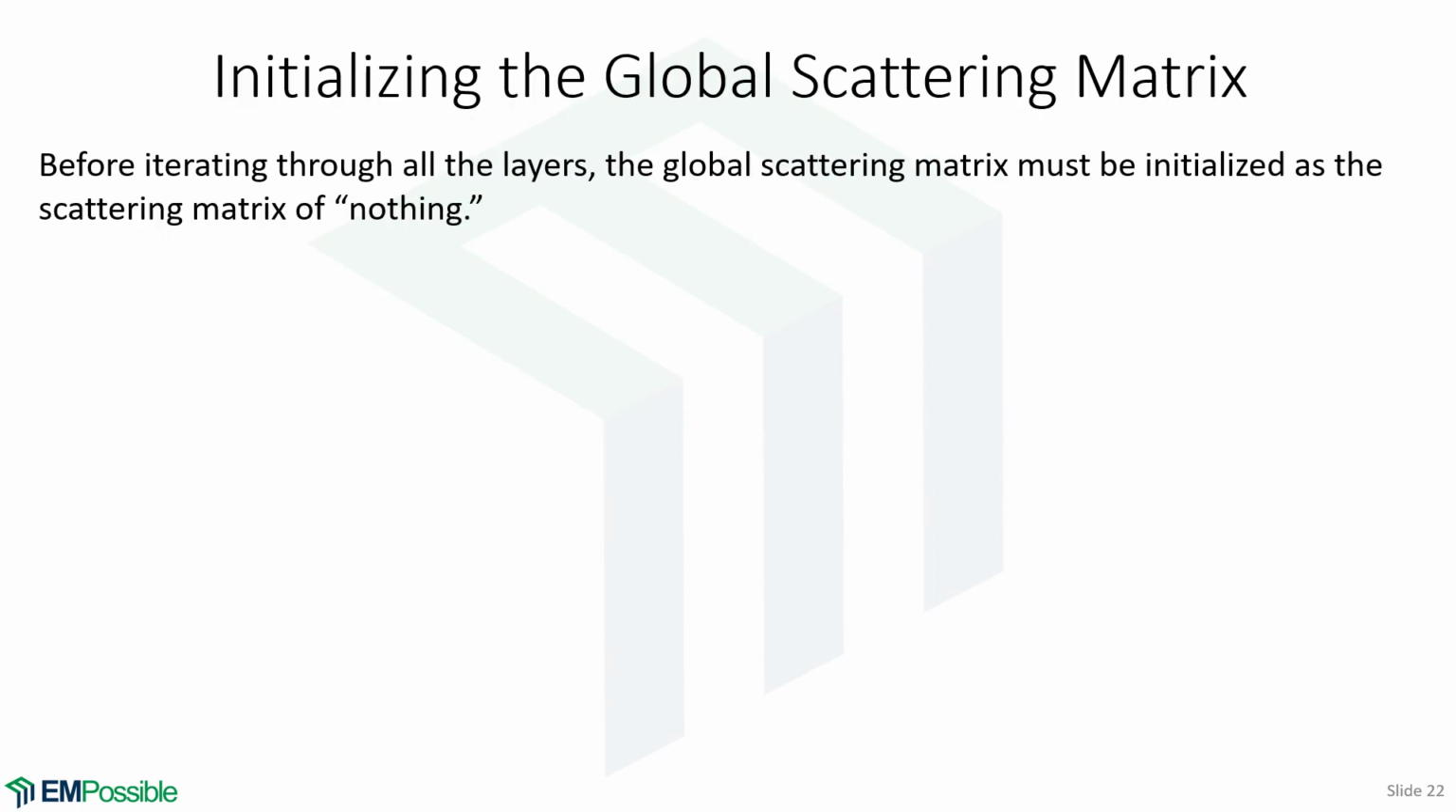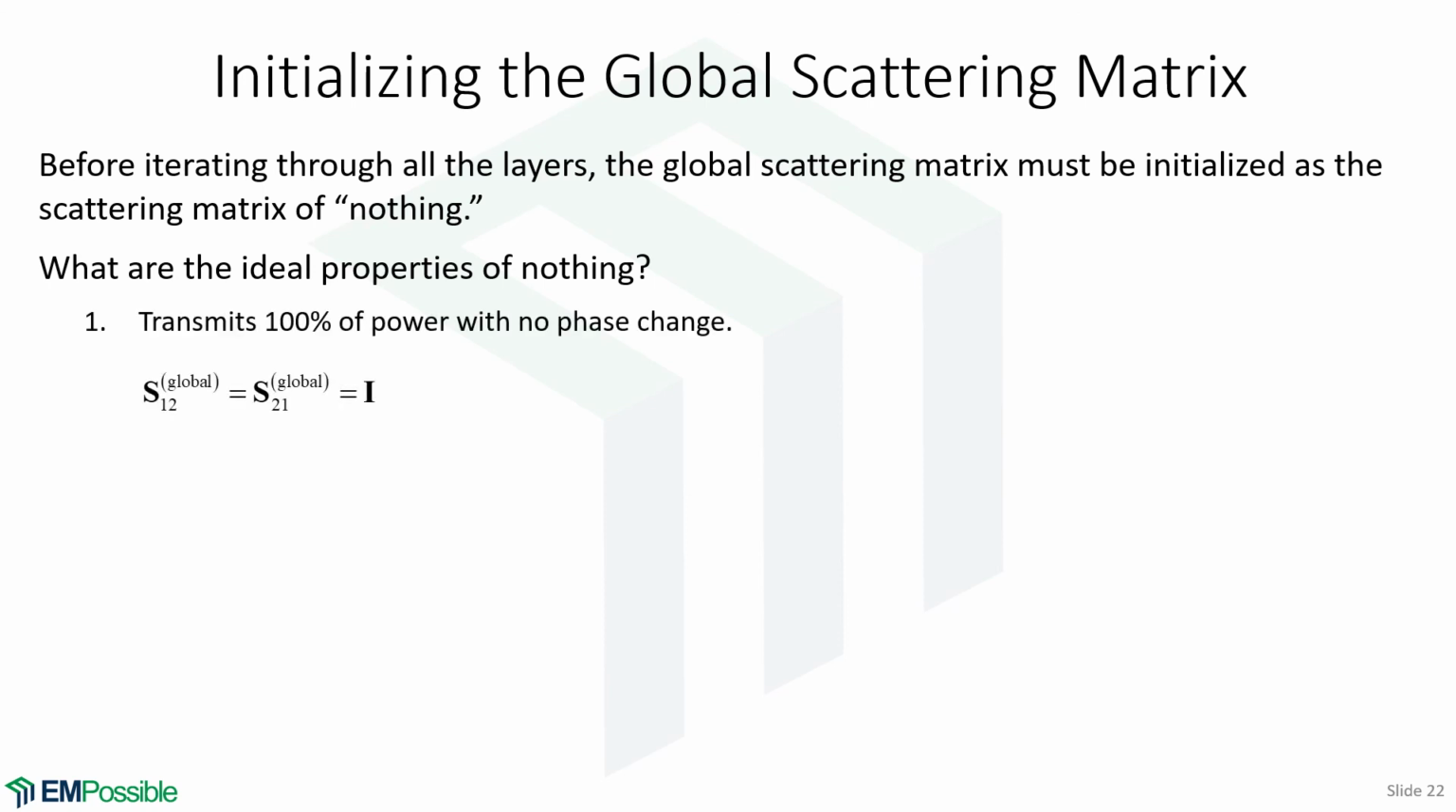Now, how do we initialize the global scattering matrix? Well, we'd like to start off with a scattering matrix of nothing. So we have to ask ourselves, how does nothing scatter waves? What are the ideal properties of nothing? Well, the first thing is nothing should transmit 100% of the power with no change in phase. That implies that our S12 and S21 parameters have to be the identity matrix. Well, nothing would not reflect. So that means our S11 and S22 parameters all have to be zeros.